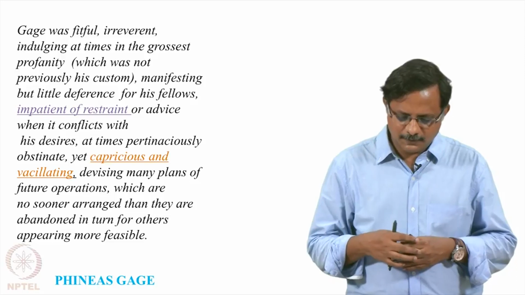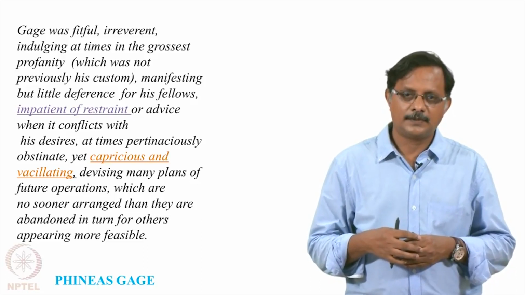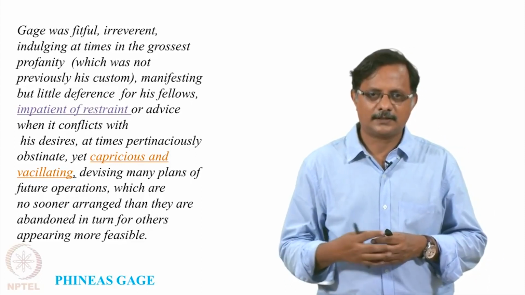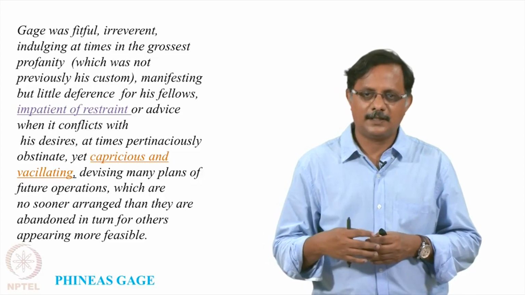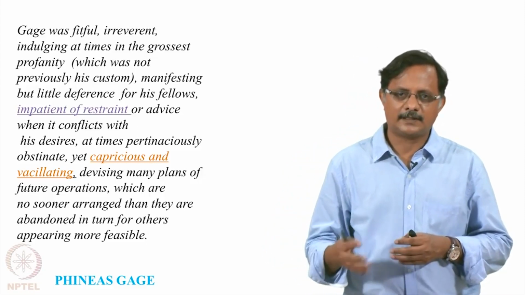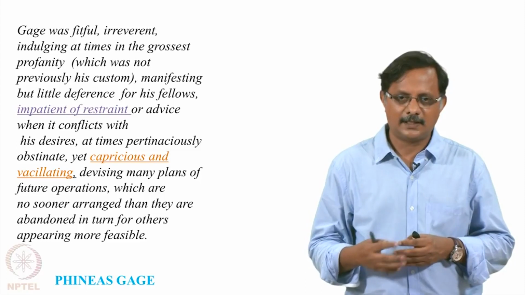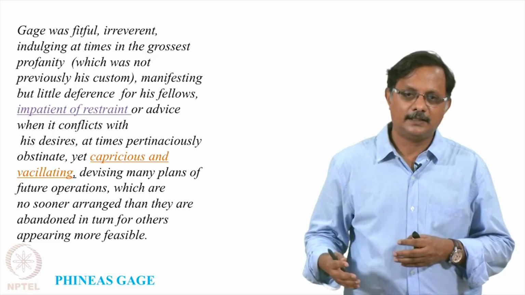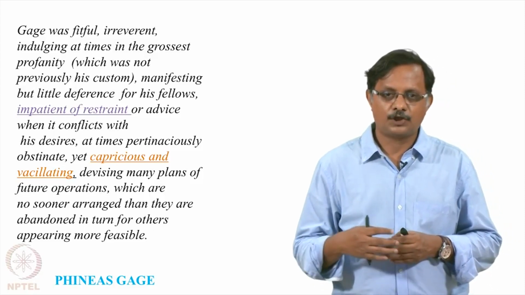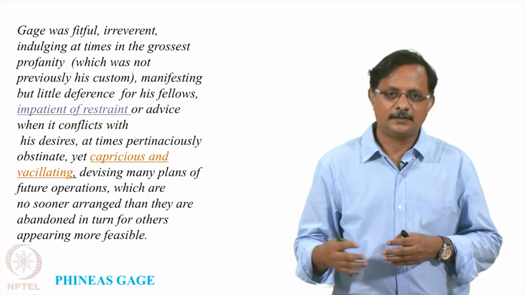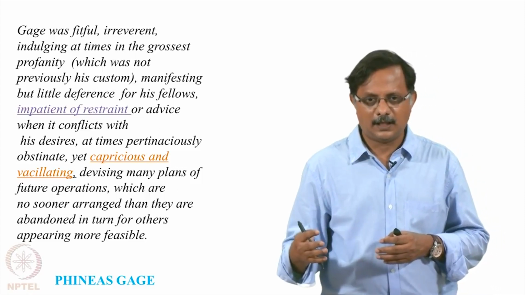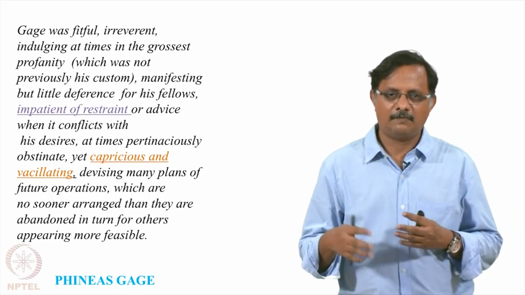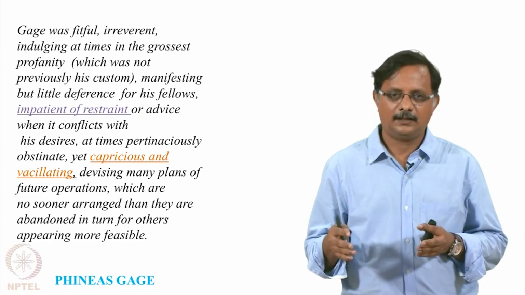He says Gage was fitful, irreverent, indulging at times in the grossest profanity. He would swear, which was not his nature earlier, which was not previously his custom, manifesting but little deference for his fellows, impatient of restraint or advice when it conflicts with his desires, at times pertinaciously obstinate, yet capricious and vacillating, devising many plans of future operations which are no sooner arranged than they are abandoned in turn for others appearing more feasible. So, basically he shows a highly variable and fluctuating emotional condition, and is very impatient.